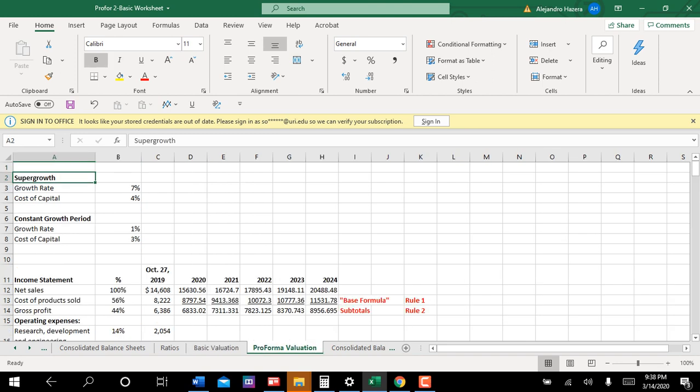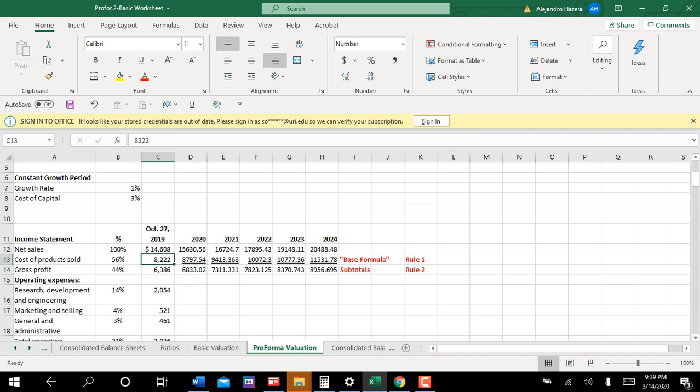And then we started our pro forma valuation with the same assumptions. We have an income statement. Both the income statement and the balance sheet have a percentage column, which is a percentage of sales. This is your base year. 2019 is your base year. And then your 5 super growth years are 2020 through 2024. Okay? And the only thing we've done is set this up.